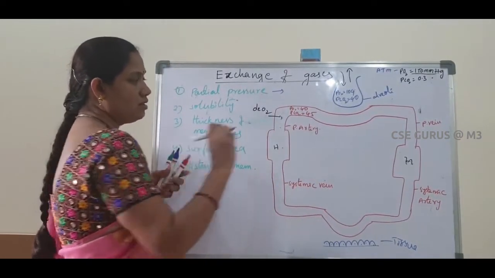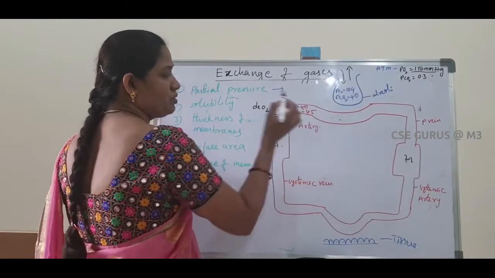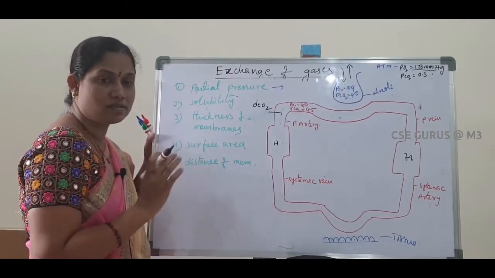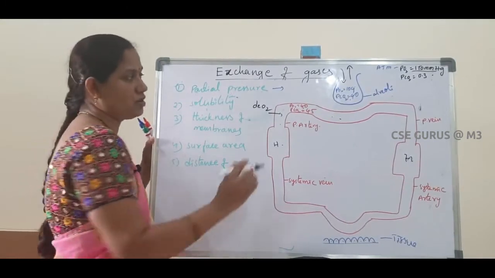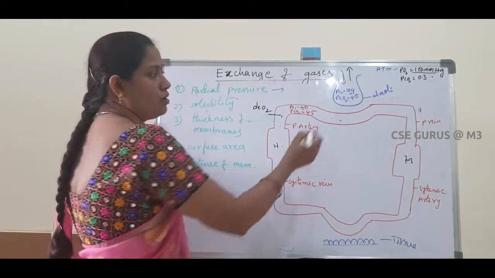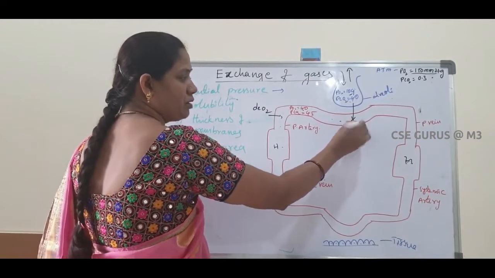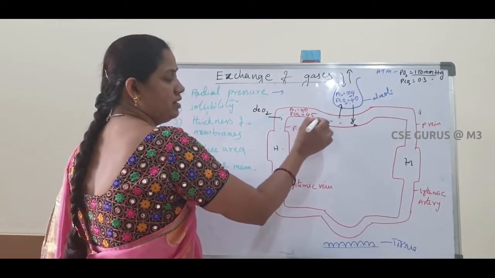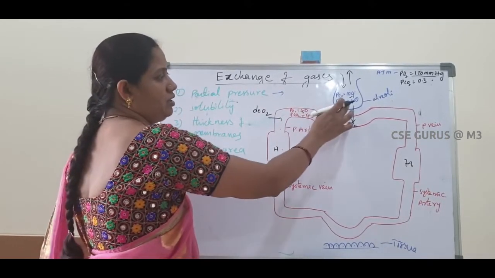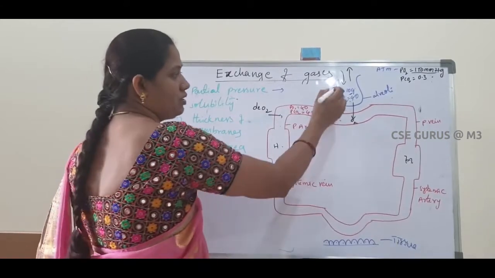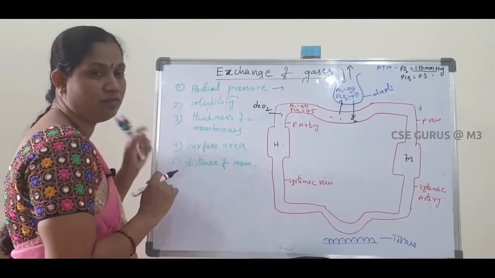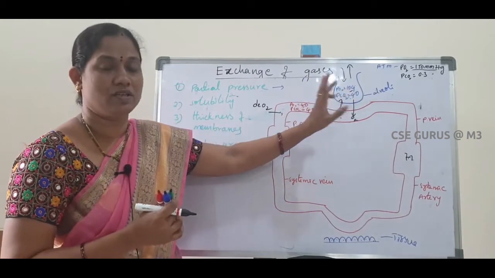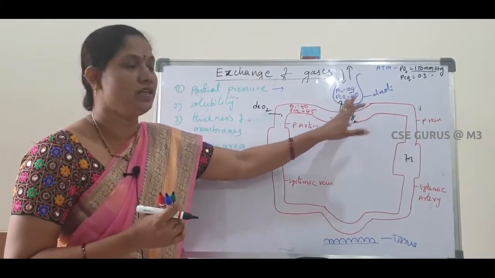So as a result, how much is the partial pressure in the blood? 40. In the alveoli how much? 104. Gases always move from high pressure to low pressure. Here the high pressure is 104, so oxygen diffuses into the blood. At the same time, carbon dioxide is high here, 45 mmHg, and here only 40 mmHg, so carbon dioxide diffuses into the alveoli. This diffusion takes place in the alveoli. So this is external respiration, or pulmonary exchange.